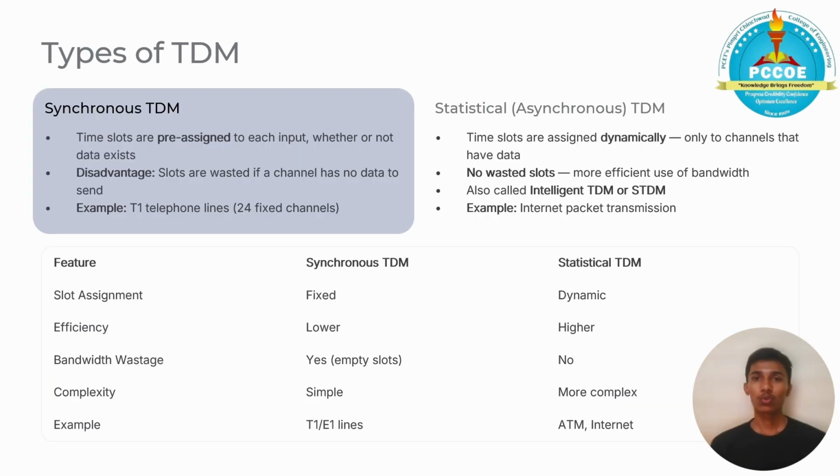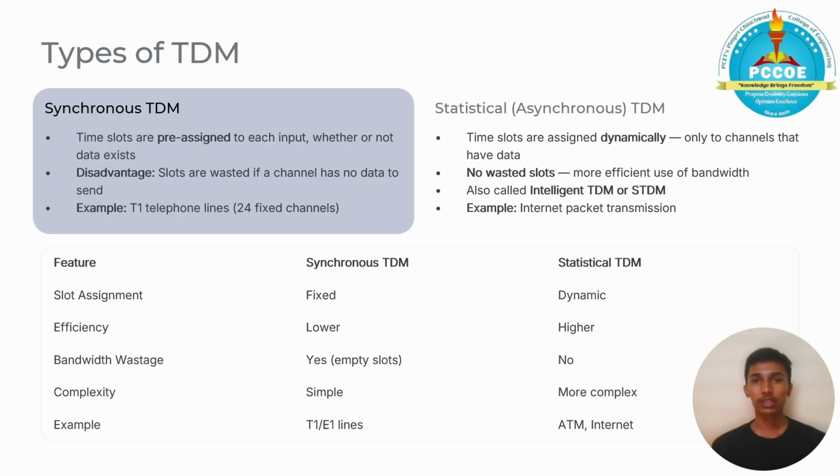TDM has two important variants. The first is synchronous TDM. Here time slots are pre-assigned to each channel and fixed. Even if a channel has no data to send, its slot is still reserved and goes empty. This leads to bandwidth wastage. Example, T1 telephone lines with 24 fixed channels.